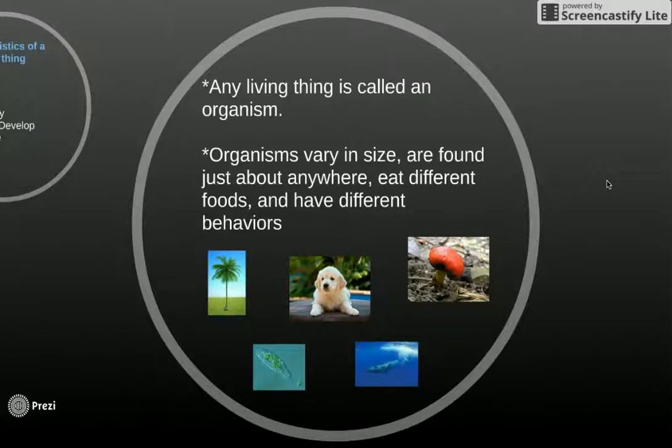We are organisms, your dog at home is an organism, and organisms can vary in size. They're found just about anywhere. They eat different foods and they have different behaviors. So we have a few different kingdoms represented.